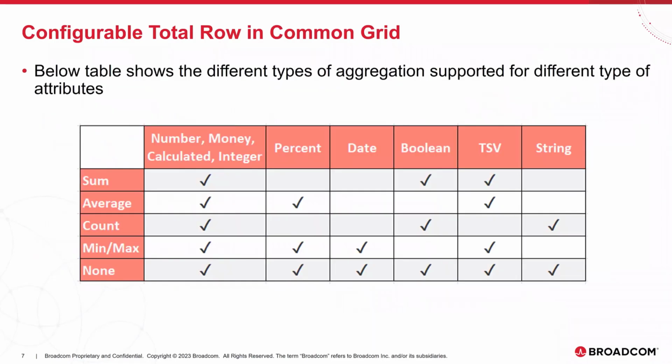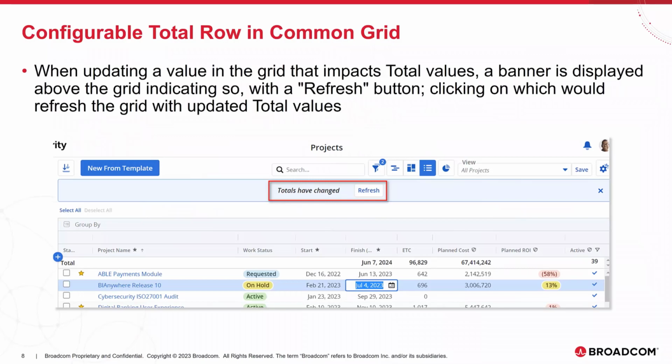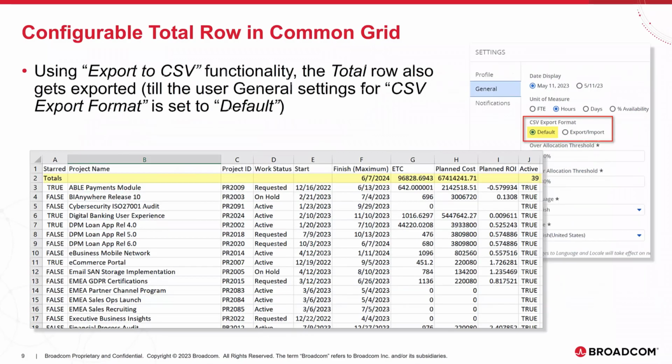This table shows the different types of aggregation supported for different types of attributes. We'll see more of these during the demonstration. When updating a value in the grid that impacts total values, a banner is displayed above the grid indicating so, and a refresh button to refresh the grid with updated total values. Also, exporting the data to CSV would export the totals data when the totals row is configured in the view and the general setting for export is set to default.